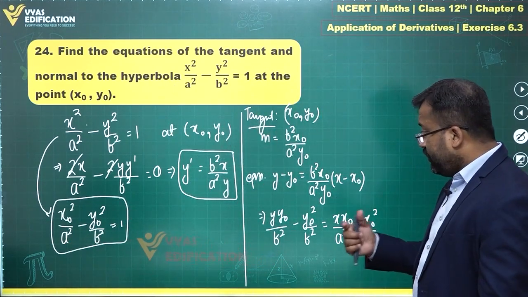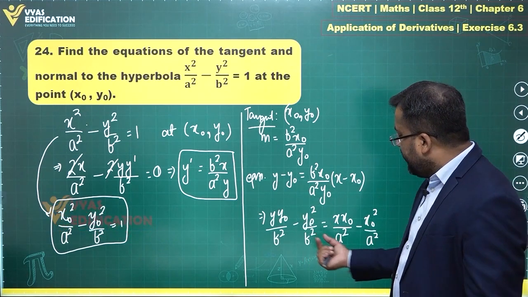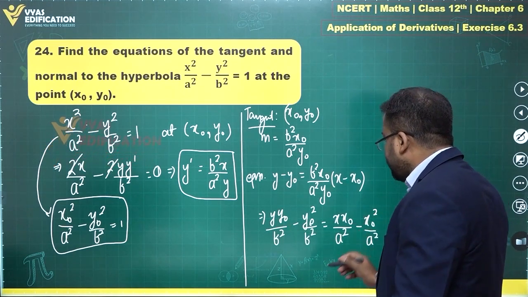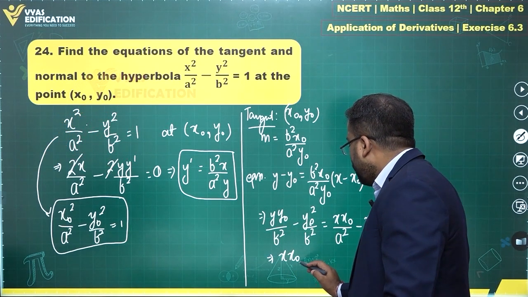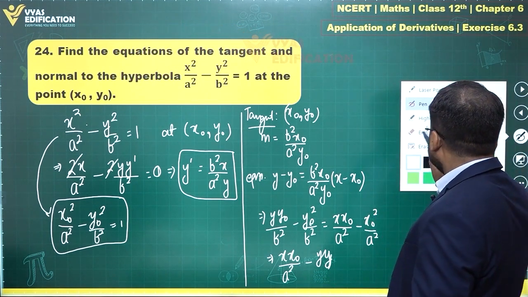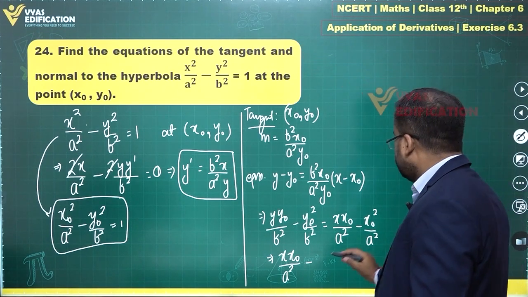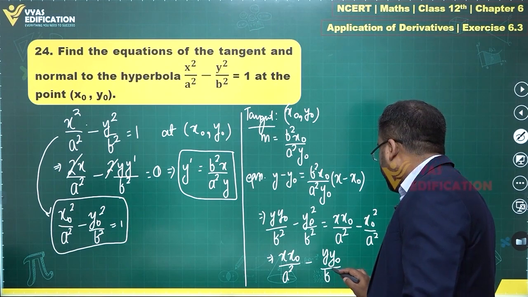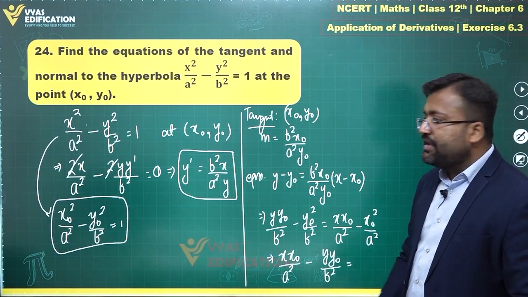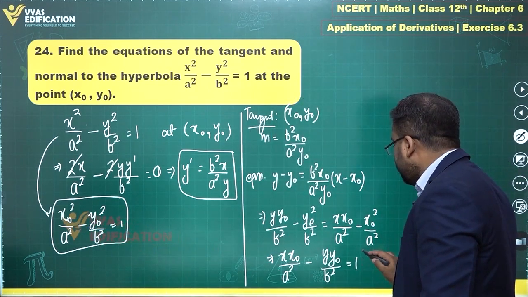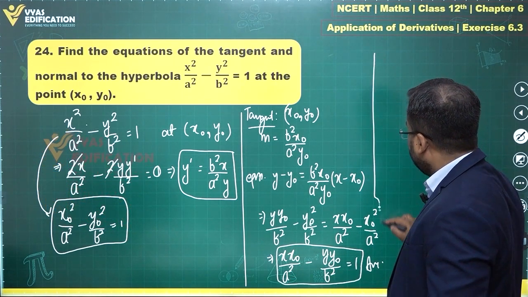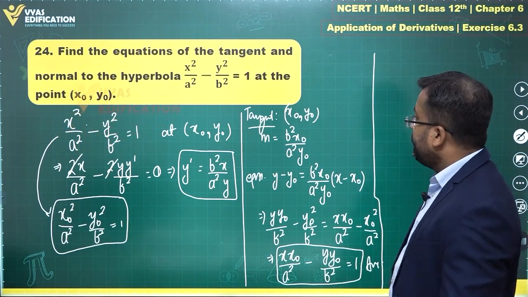We know this, yes. And do you observe that when it comes over here, x0 square upon a square minus y0 square upon b square will be simply equal to 1. So take this on that side, and x x0 over a square minus y y0 over b square will be equal to x0 square upon a square minus y0 square upon b square, which is equal to 1. So therefore this is equal to 1. This is the equation of tangent. That's the first part of this question.